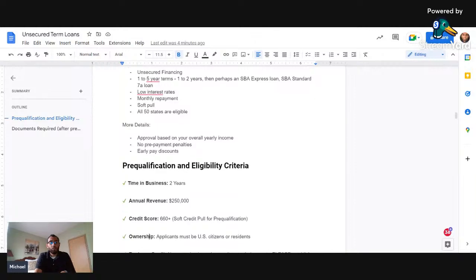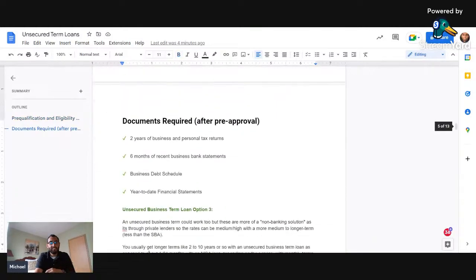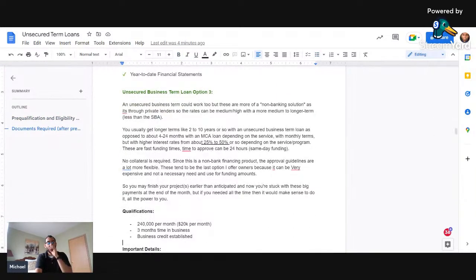More details. The approvals, we already went through this, excuse me. For the third option, this one more or less is off the table now. So I wouldn't even pay attention to this one, but I'll go through it anyways. An unsecured business term loan could work too, but these are more of a non-banking solution. You already kind of know this more or less. Medium to higher rates in some cases with a medium to longer term, less than the SBA. You usually get longer terms like 2 to 10 years, but again, just keep in mind, this isn't really one that's offered anymore. Maybe if the market came back to what it was, yeah, but it's much harder to.